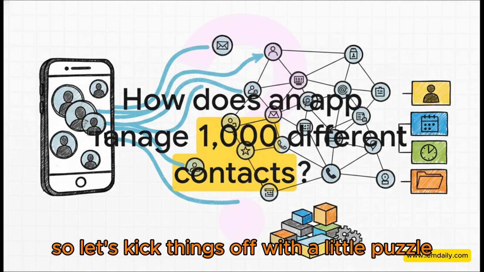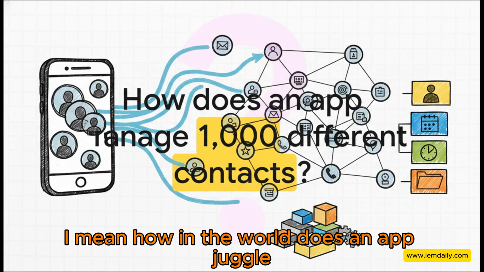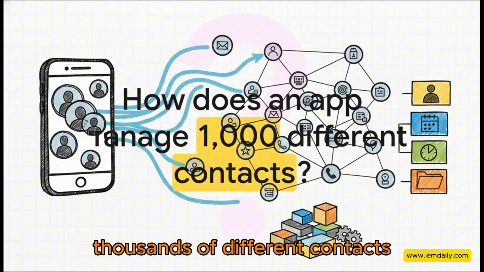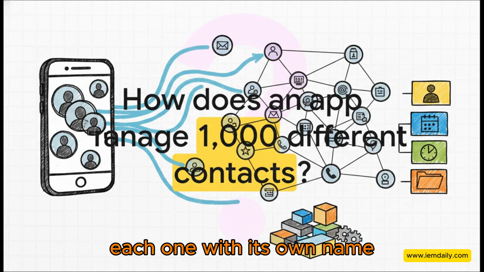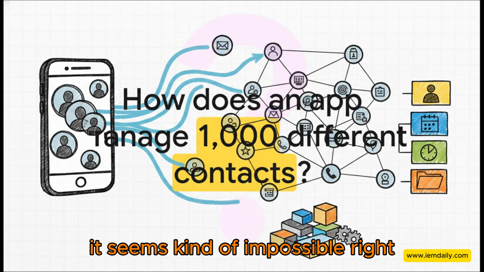So let's kick things off with a little puzzle. Think about your phone's contact list. It is the perfect example of a huge programming challenge. I mean, how in the world does an app juggle thousands of different contacts, each one with its own name, number, email, without just turning into a complete chaotic mess? It seems kind of impossible, right?